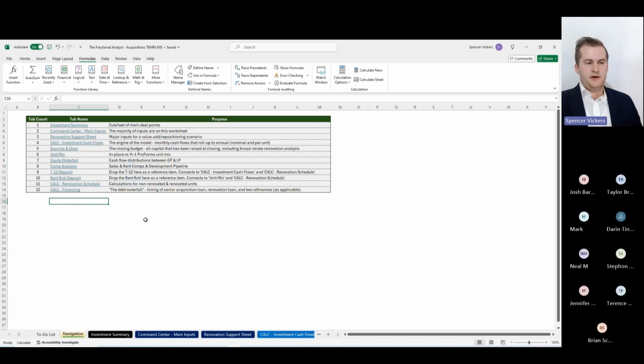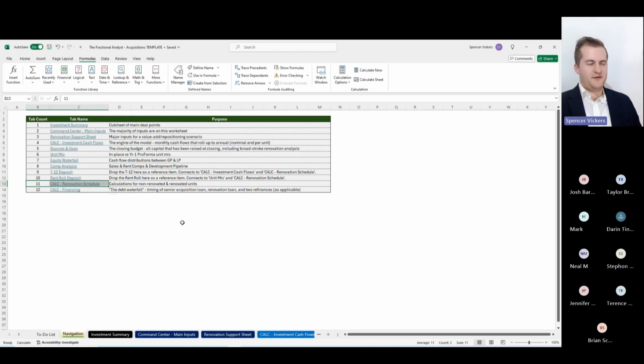This model, I've enabled it to where you can either look at a stabilized multifamily deal, a multifamily deal in lease-up, or a deal that needs major renovations or light renovations. If you are looking at a deal that needs renovations, you can scope those renovations by building, or you can scope those renovations by floor plan. Scoping renovations by building is going to be on the sources and uses tab, and I'll show that here. And then the renovation support sheet and the calc renovation schedule are for scoping renovations by floor plan.